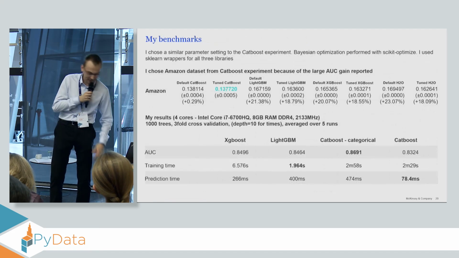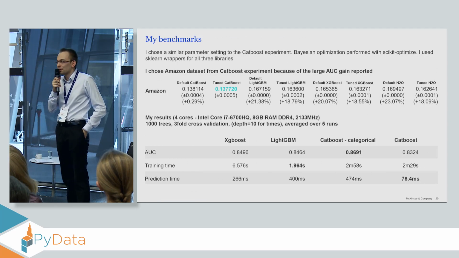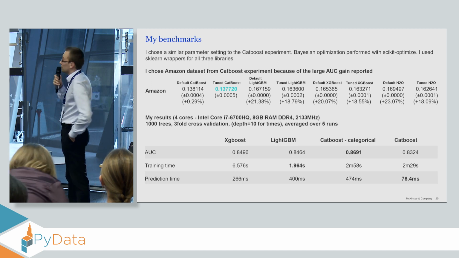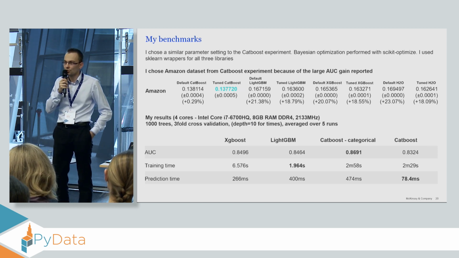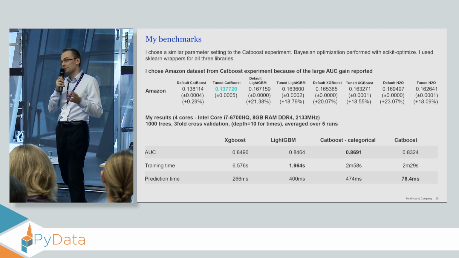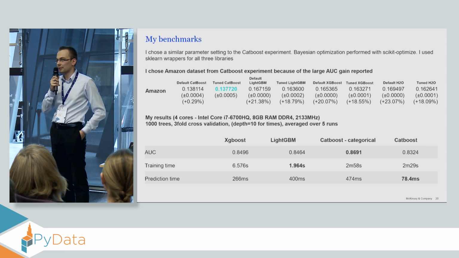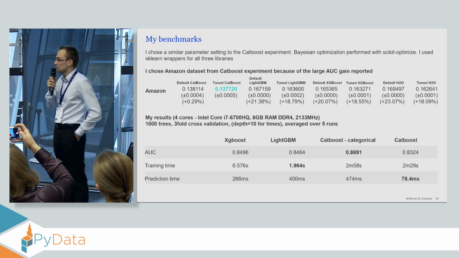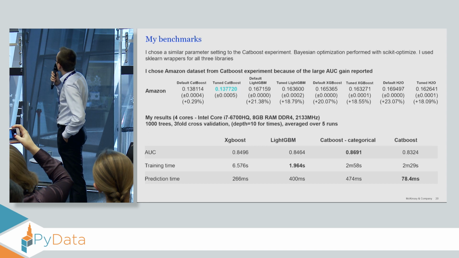So the point is that usually I do not trust benchmarks. I only trust my own benchmarks, so I decided to prepare one. I took the Amazon dataset from the CatBoost experiment. The problem with this dataset is that it contains only categorical variables, or even worse, it contains only IDs. The features are basically IDs, so you have to do some kind of one-hot encoding in order to work on top of this. However, in the experiment, nothing like this was done. And I also did Bayesian optimization with a smaller number of iterations on my machine.